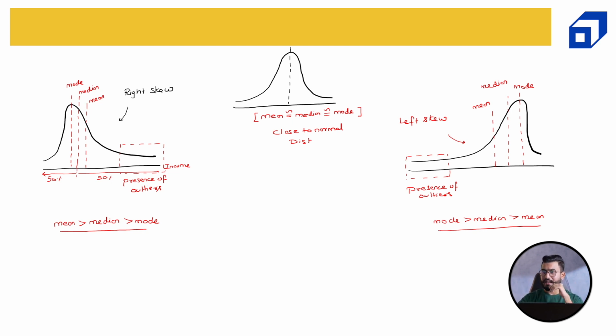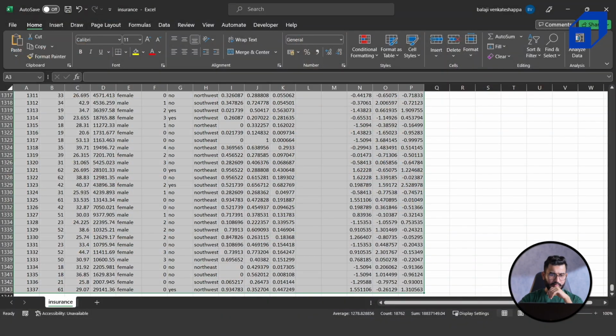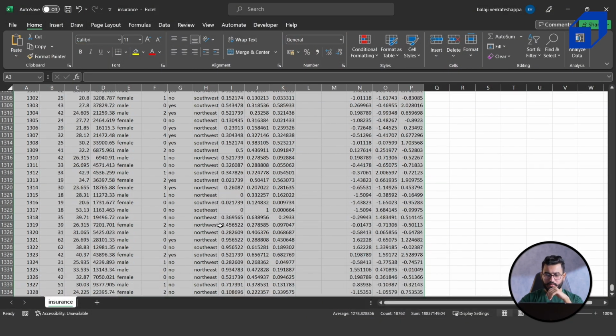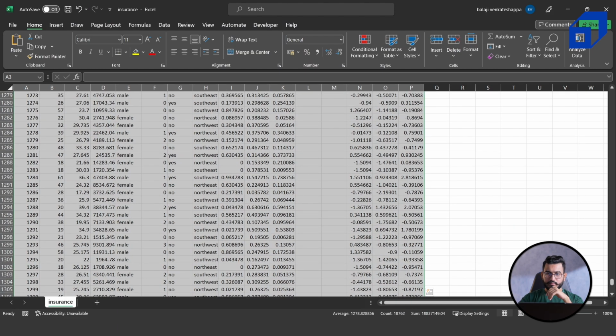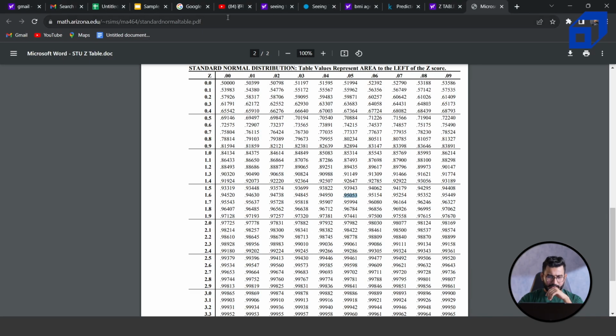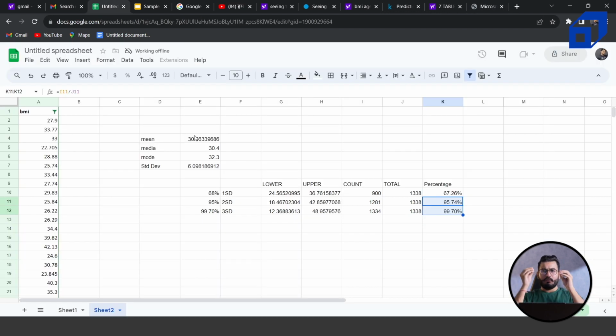The example of BMI that we have seen was close to normal distribution, and we can just go back to the same sheet. Let me go back to the same sheet. Here we have the data, and here you can see that the mean, median and mode were very close to each other. So this distribution was close to normal. It was not perfectly normal, it was close to normal, and that is the reason these properties hold true. Otherwise, if this distribution was not normal, these properties would not have held true. I hope this makes sense.